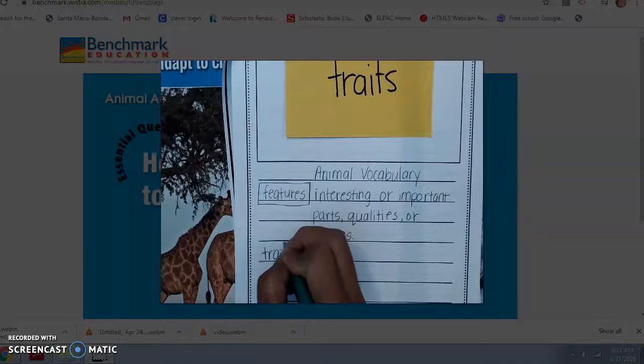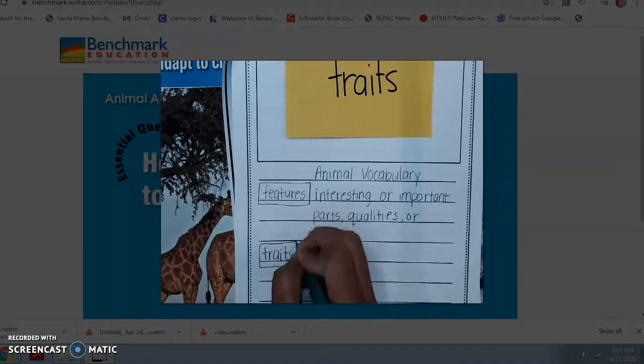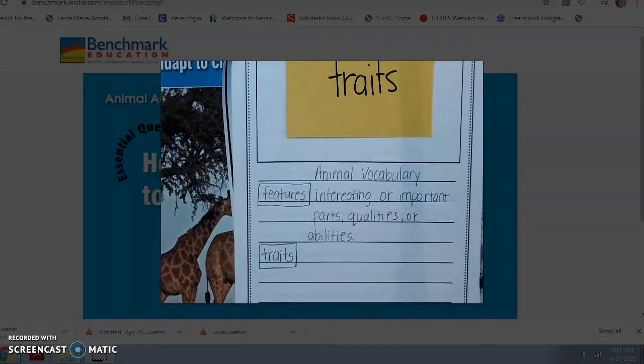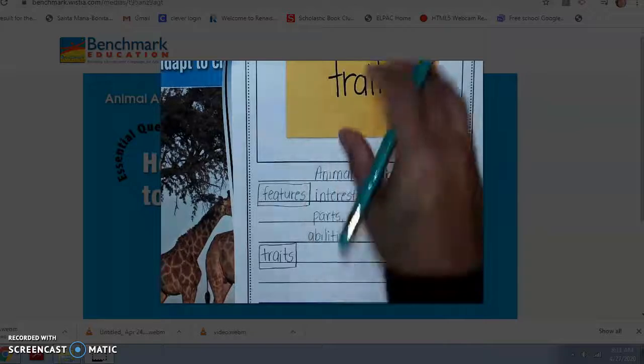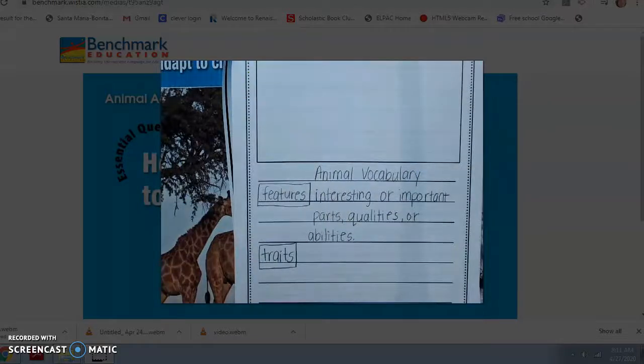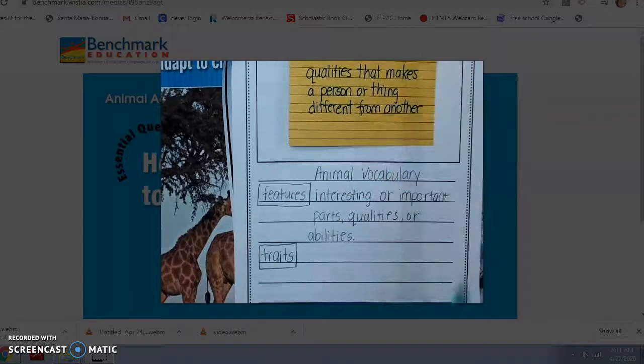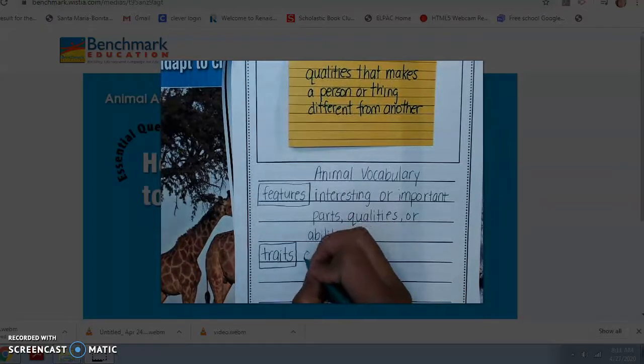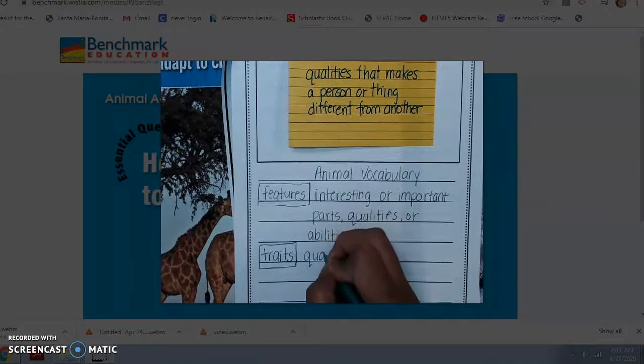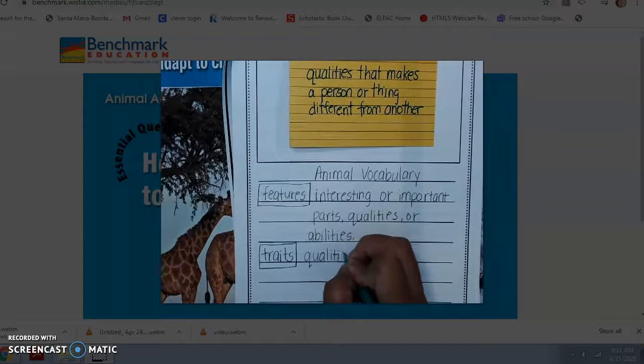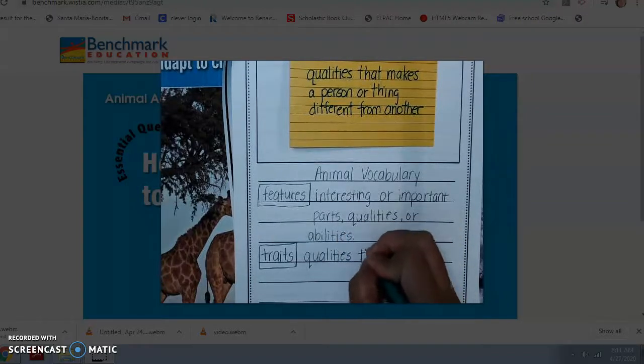And I'm going to put a little rectangle around that. And now a trait is a quality that makes a person or thing different from another. So let's copy that definition for the word trait, or traits, excuse me, right into our writing journal.